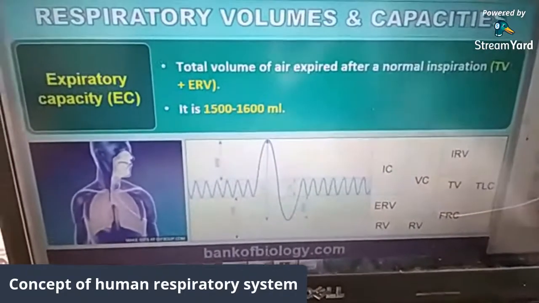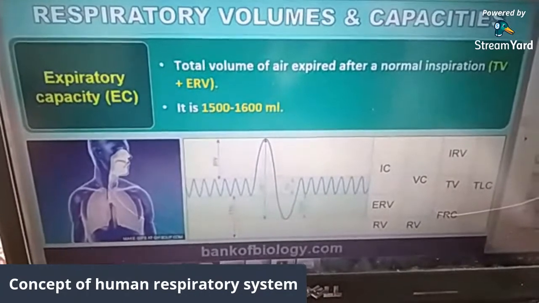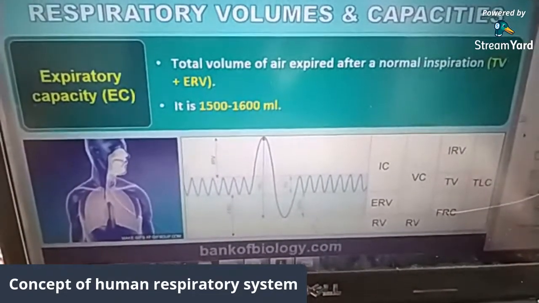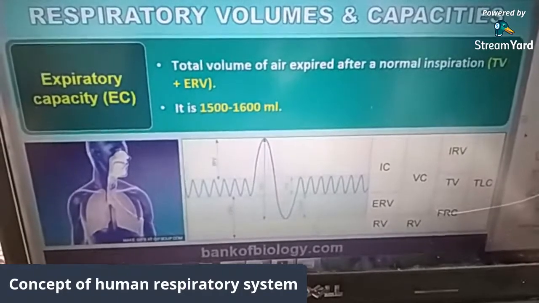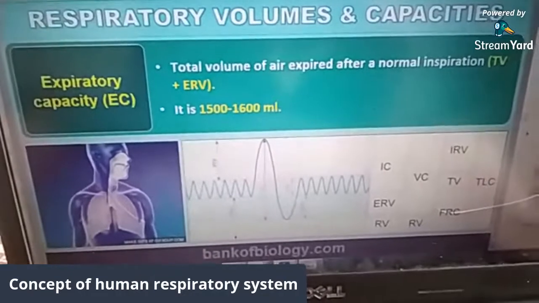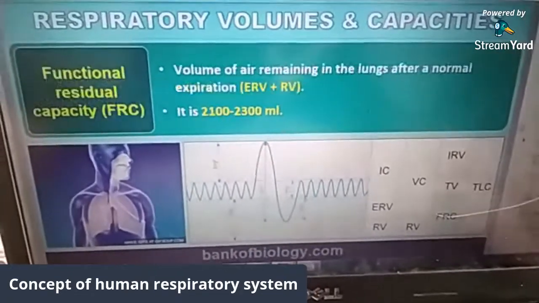Clear? Okay. Next is the EC. EC means the expiratory capacity. Total volume of air expired after a normal inspiration. TV plus ERV. This is just the opposite of the inspiratory capacity.